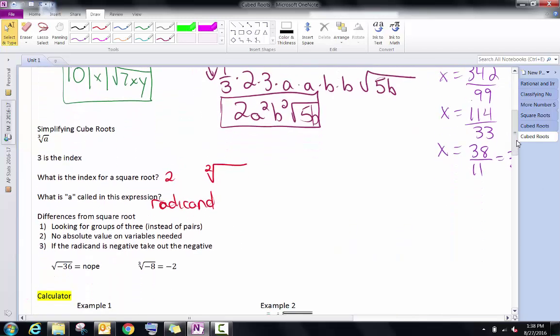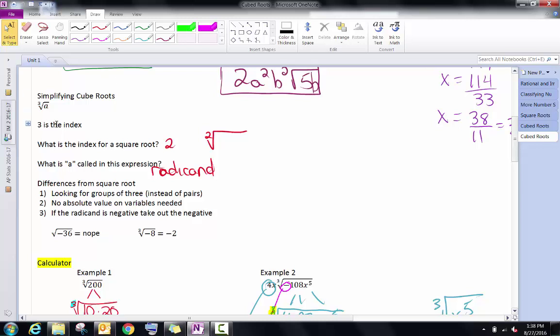Alright, so now we're looking at cubed roots. So now we have something that looks like this. We have an index here. It's 3. That tells us we want a cubed root. So what was the index before for square root? Well, it was a 2. We just don't write it. There's no such thing as a first root, so we look at a square root. What is the a called? Well, that's the radicand.